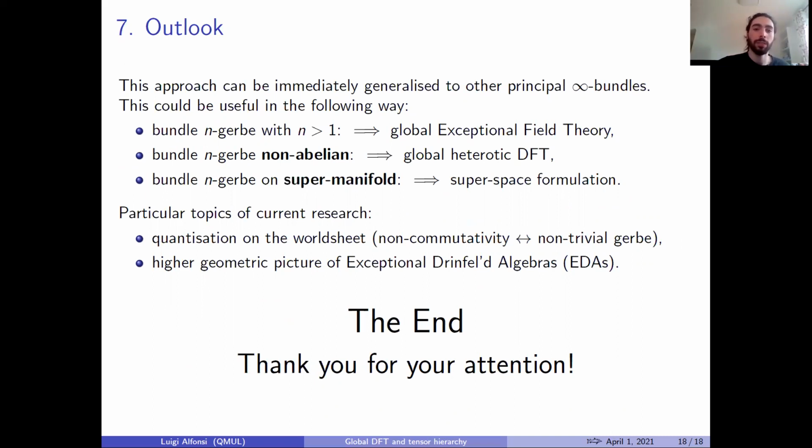So basically, we saw how the bundle gerbe, both reduced and not reduced, seems to have the geometric behavior that we would expect from a candidate for a global definition of double field theory. And this kind of formulation can ideally be generalized to many other kinds of principal infinity bundles, so as to use even higher structures to investigate exceptional field theory. So consider, instead of just a gerbe, a non-abelian generalization of that gerbe to investigate global heterotic double field theory, and so on.